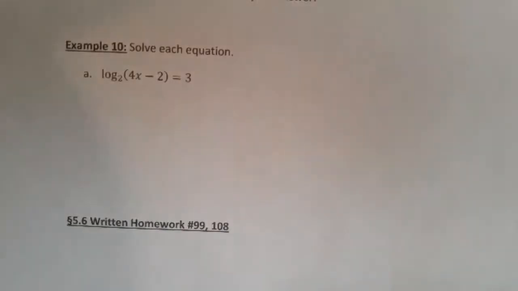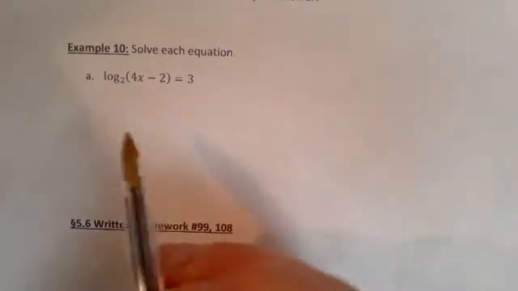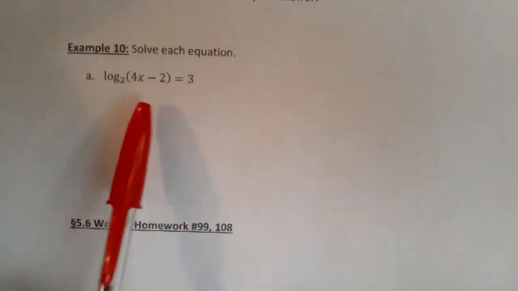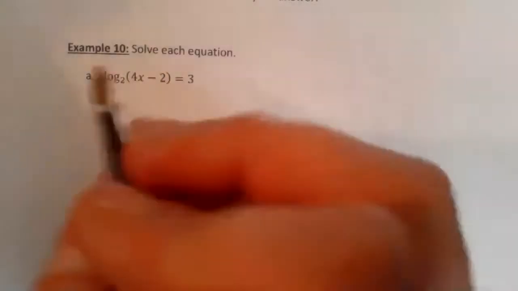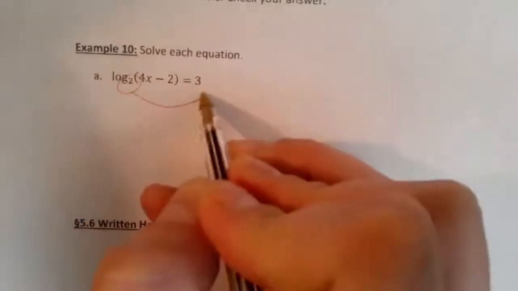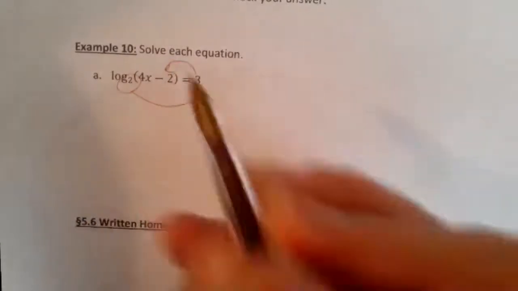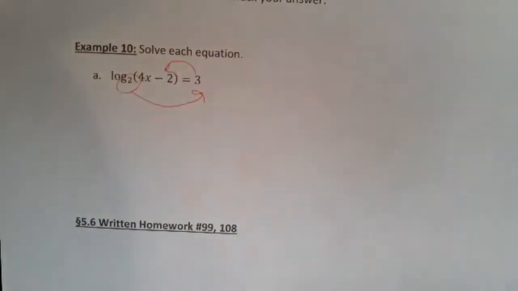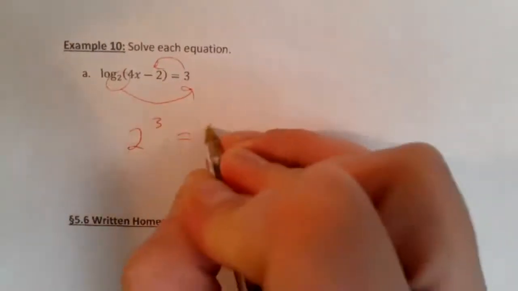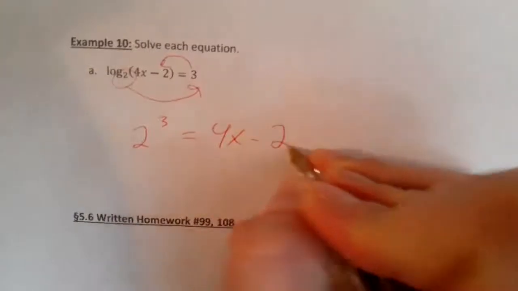So we want to solve this thing. If we look at this equation, first thing we want to do is get the log by itself. So on this equation, you might notice our log is already there. So we want to do the definition of the log. What this is telling me is 2 to the third should be equal to 4x minus 2.